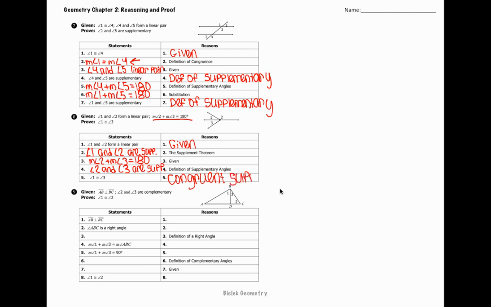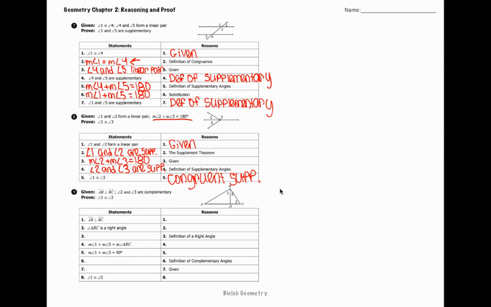So that was where I drew that picture where you had like A and C were linear pairs and A and B were linear pairs. So then B and C had to be equal to each other. This is the exact same thing. So always go back and refer to that sheet if you're stuck. If it's the definition of supplementary, if it's that congruent supplements theorem, or if it's the supplement theorem, just go back and check the wording. Awesome, done with number 8.